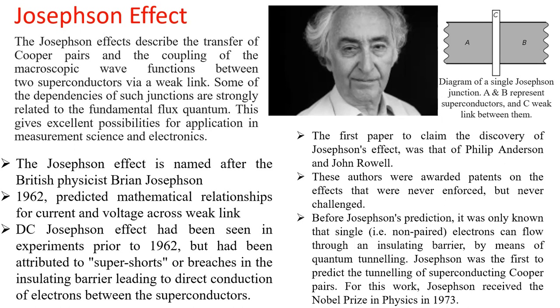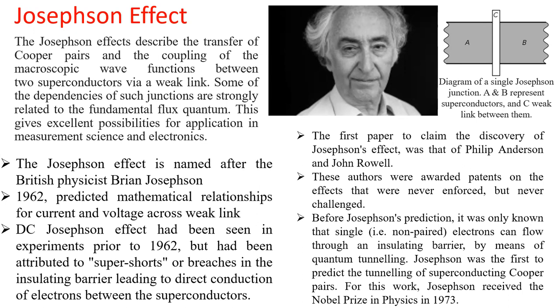He expected that the migration of charges from one region to another, he called it super shots, like bullets fired from a gun at short durations, or sometimes it may also be known as breaches in the insulating barrier. Region C is the insulating barrier, leading to a direct conduction of electrons between the superconductors. Yes, it is a direct conduction. Even with the barrier, there may be a possibility of direct conduction.